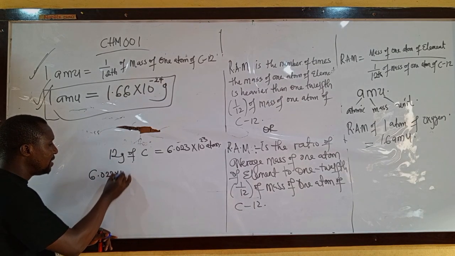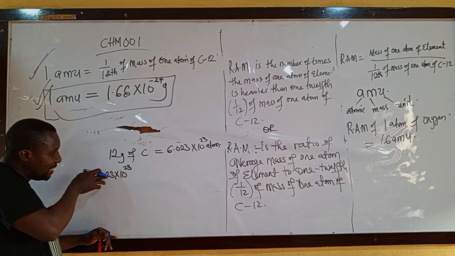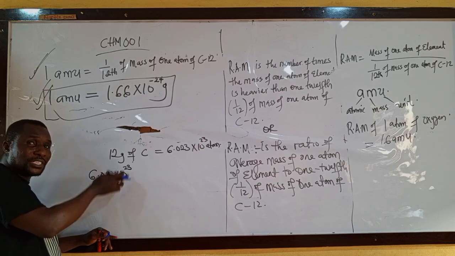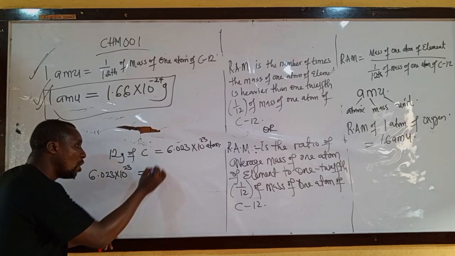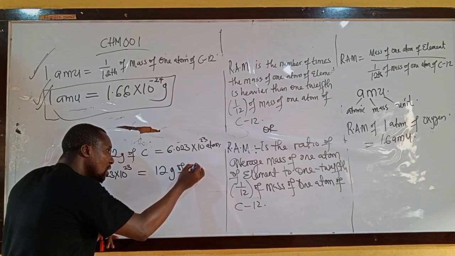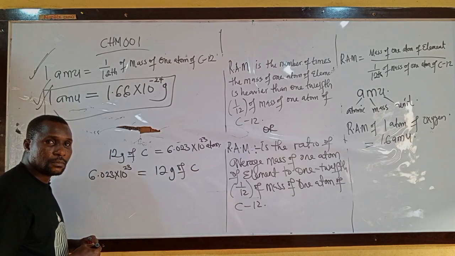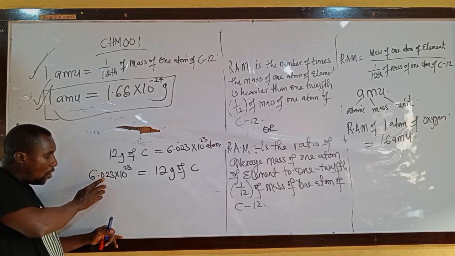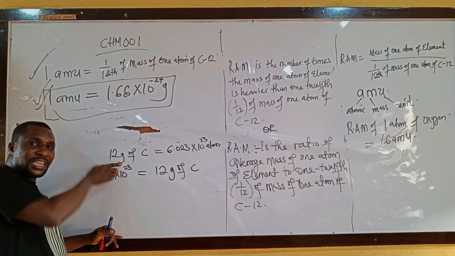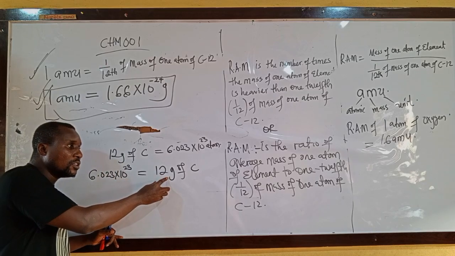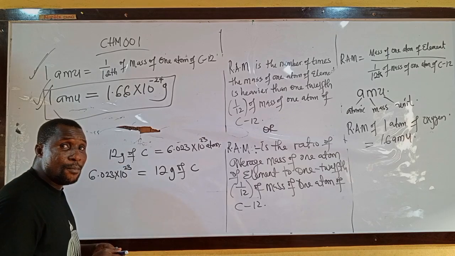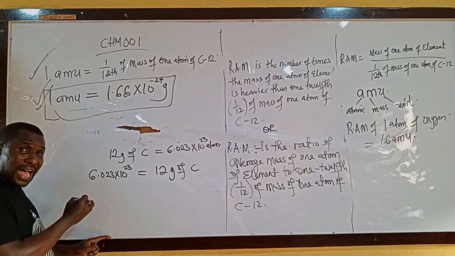The mass of 6.023 times 10 raised to power 23 atoms of carbon is what? 12 grams of carbon. I repeat myself. The mass of 6.023 times 10 raised to power 23 atoms of carbon is 12 grams of carbon.